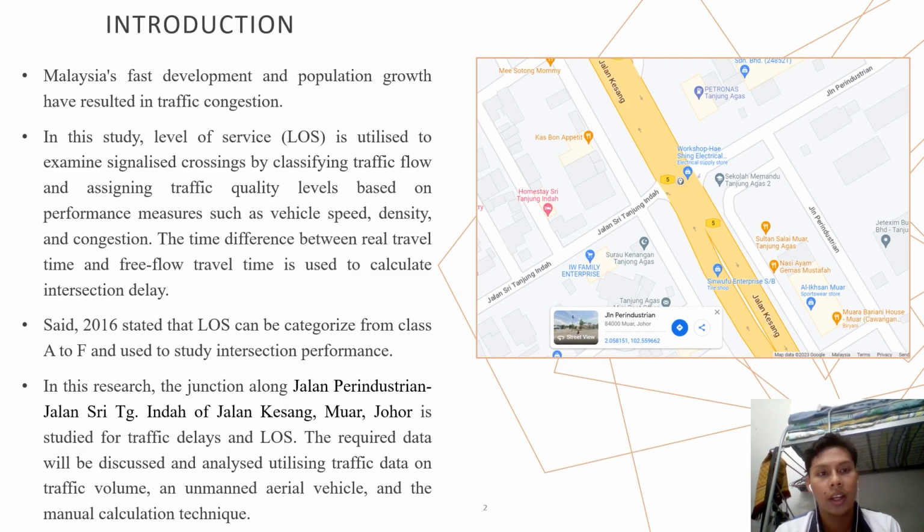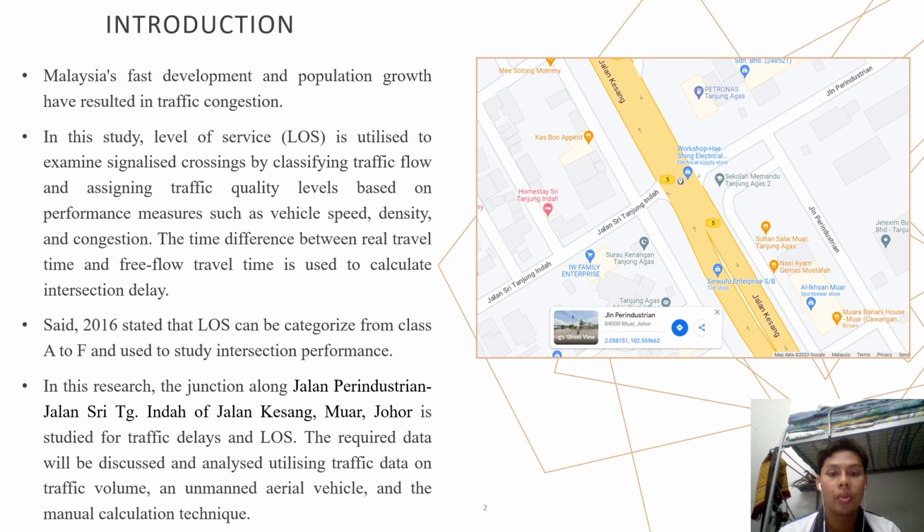On this next slide, which is the introduction, Malaysia has been known for its fast development and population growth that resulted in traffic congestion, as we all know. So in this study, the level of service, which is LOS, is utilized to examine signalized crossings by classifying traffic flow and assigning traffic quality levels based on performance measures such as vehicle speeds, volume, and congestion.